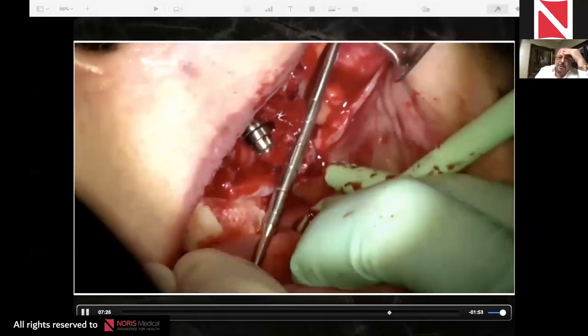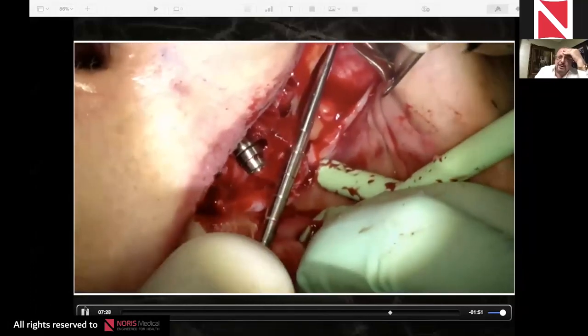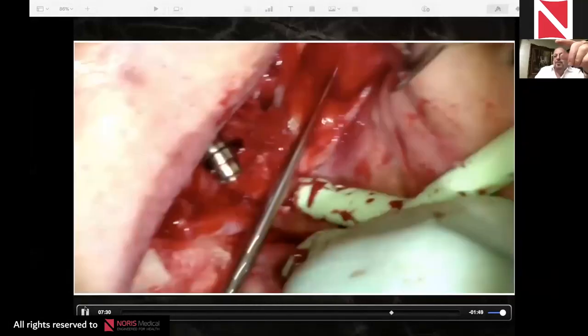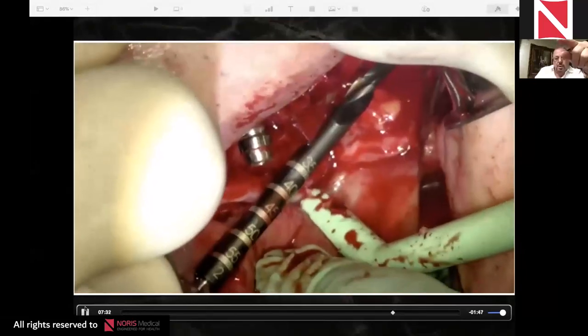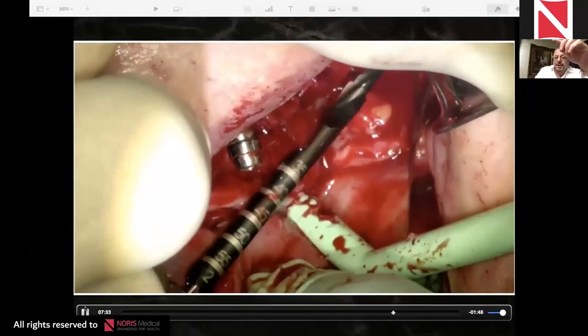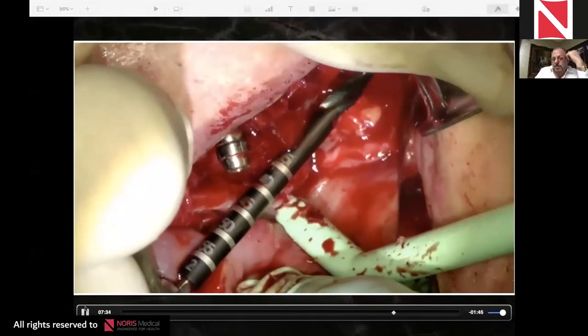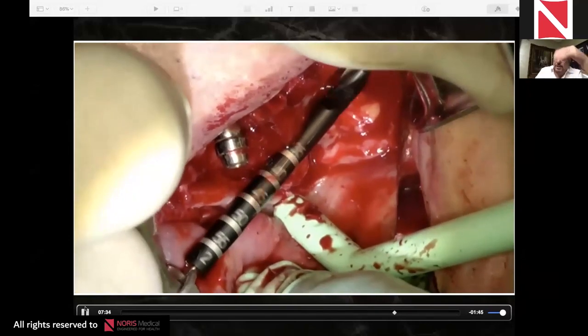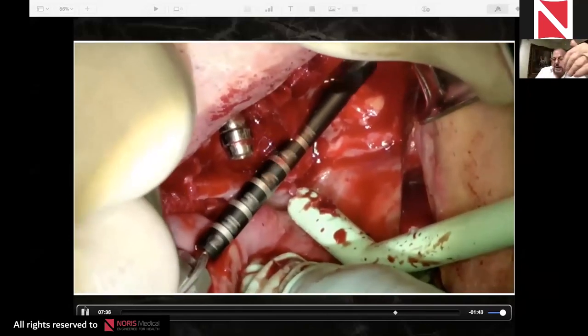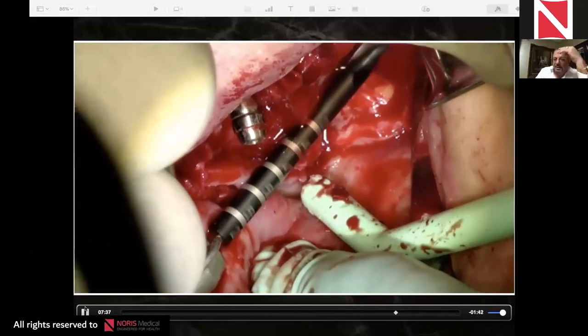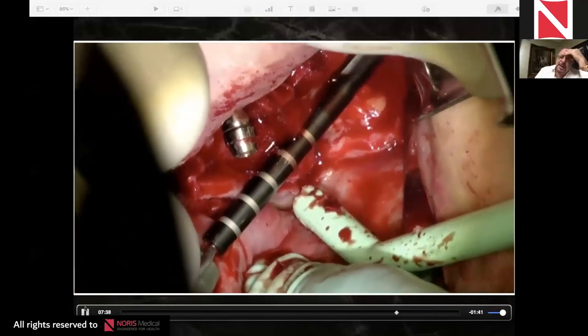Now I'm going in with my measurement device to see where I'm at up into the region. At this particular point you're going to go extraoral with your finger, and you're going to be able to feel where you're coming through the superior aspect of the zygomatic arch. This way you'll know where you're at anatomically, but you also know the length of the implant you're going to choose. And this is all extramaxillary.